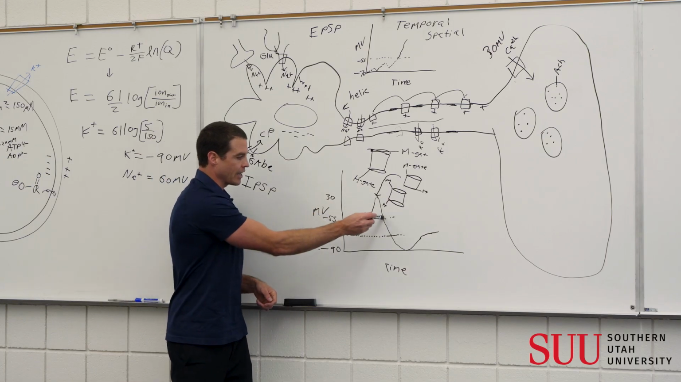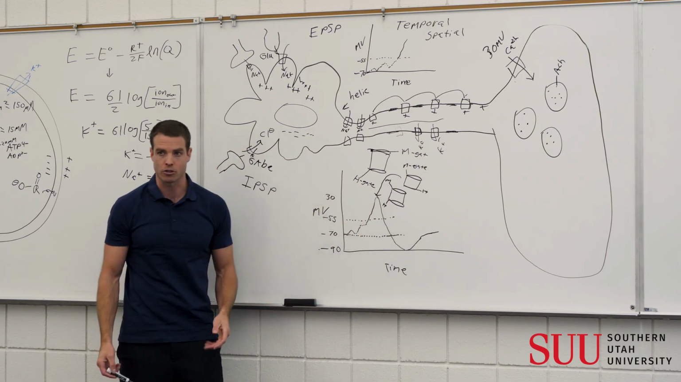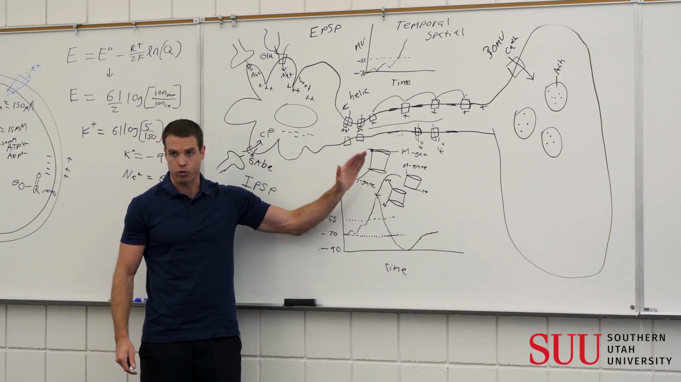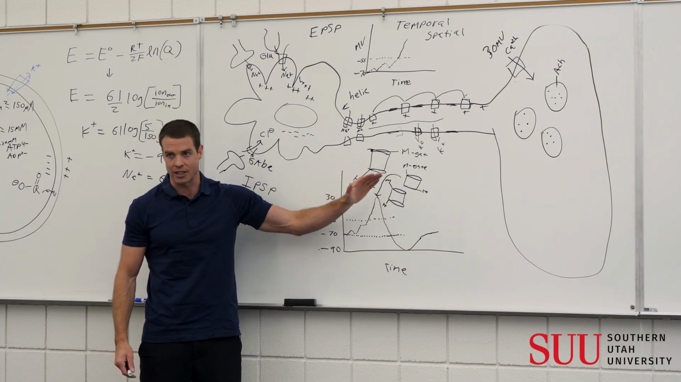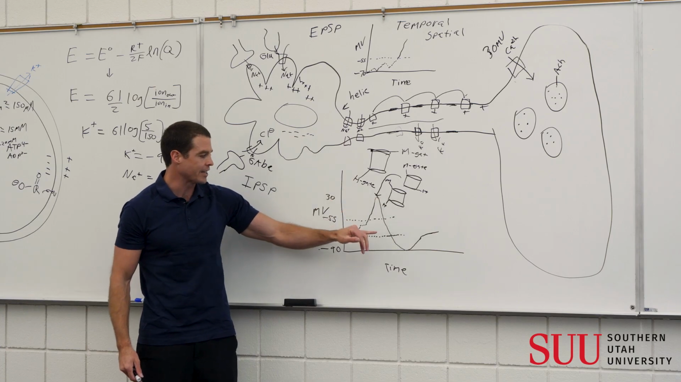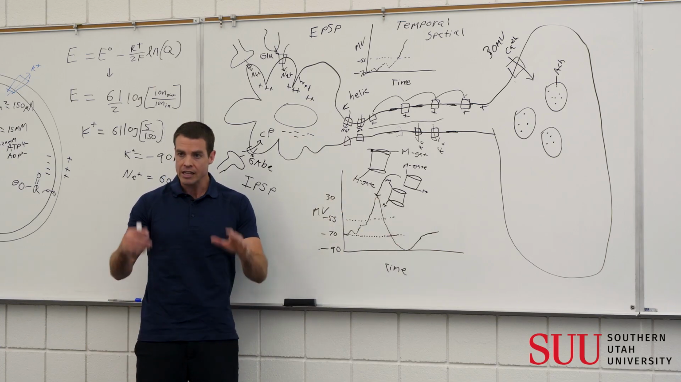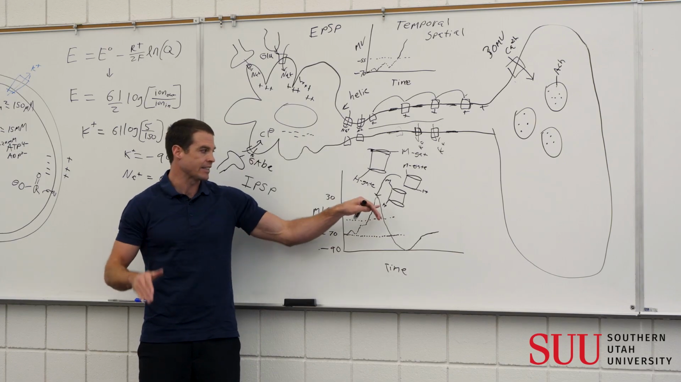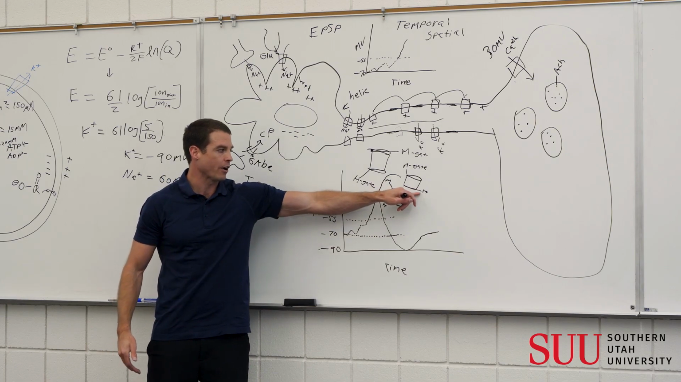Now, as we come back down to, say, around negative 55 millivolts or so, this M gate that opened is starting to close, okay? So as the channel is starting to reset, the M gate started to close. Once we hit negative 70 millivolts, then the H gate, that's the inactivation gate, it was closed, right?